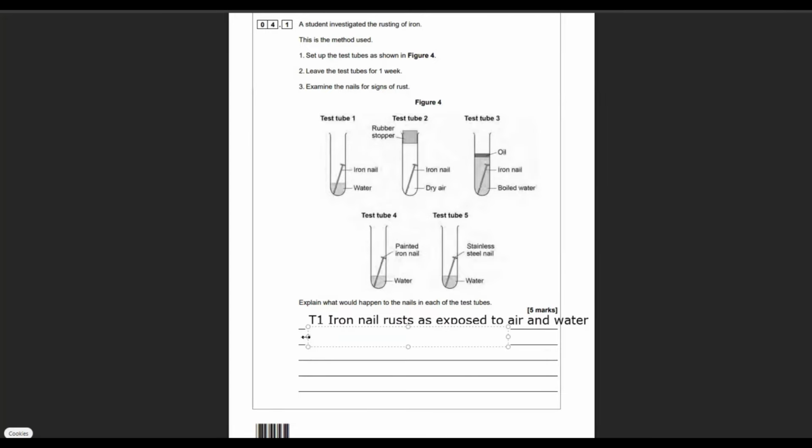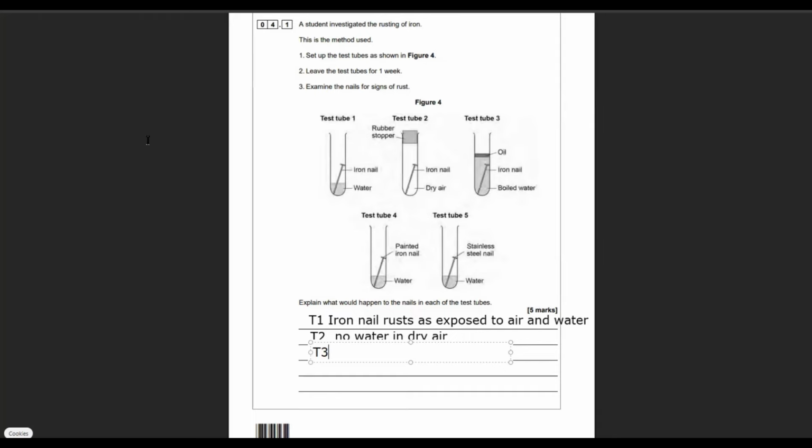Okay, let's go T2. The iron nail, dry air, no water, wouldn't rust. No rust as no water in dry air. You could try it with normal air that hasn't been dried, and you might find it still rusts because there's water vapor in the air, like on a cold day when you see your breath coming out. So let's have a look. T3. Here we've got water and we've got the iron nail, but there's a layer of oil on top of the water.